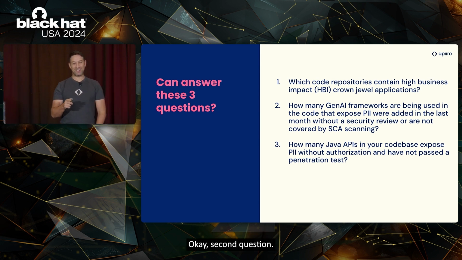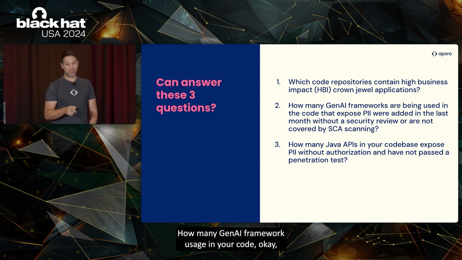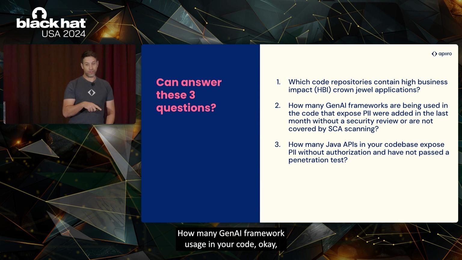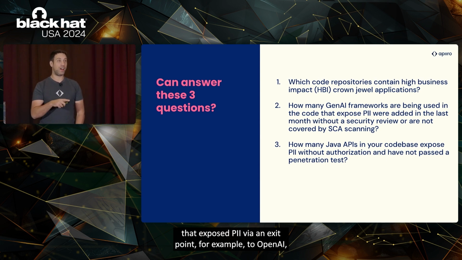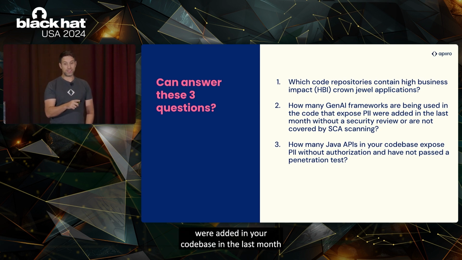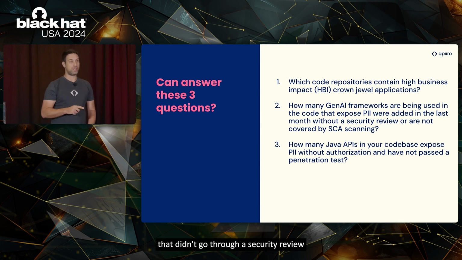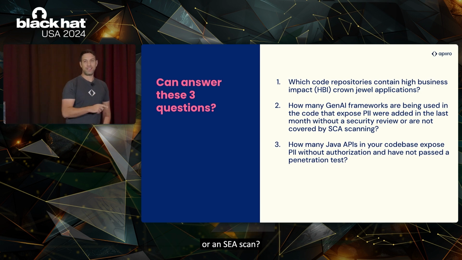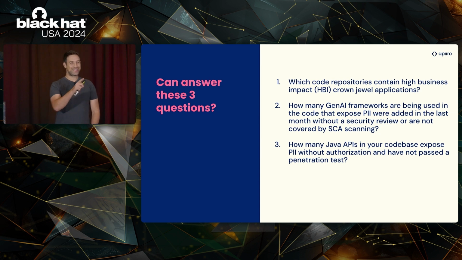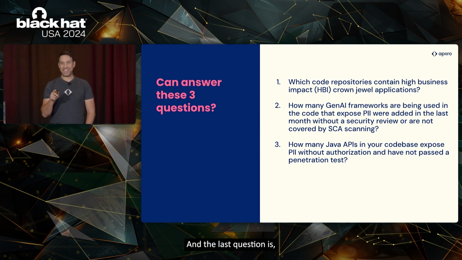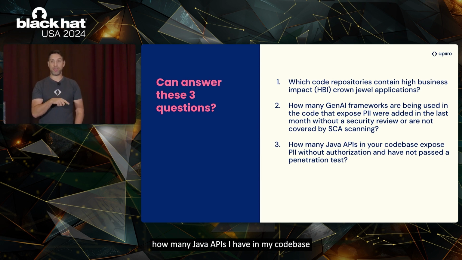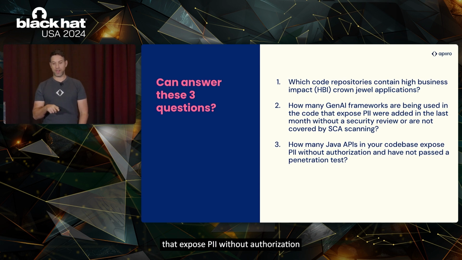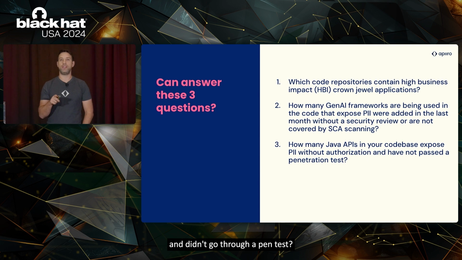Okay? Second question, how many GenAI framework usages in your code that expose PII via an exit point, for example, to OpenAI, were added in your code base in the last month that didn't go through a security review or an SCA scan? Can you answer that? Anyone else? Okay. And the last question is, how many Java APIs do I have in my code base that expose PII without authorization and didn't go through a pen test?